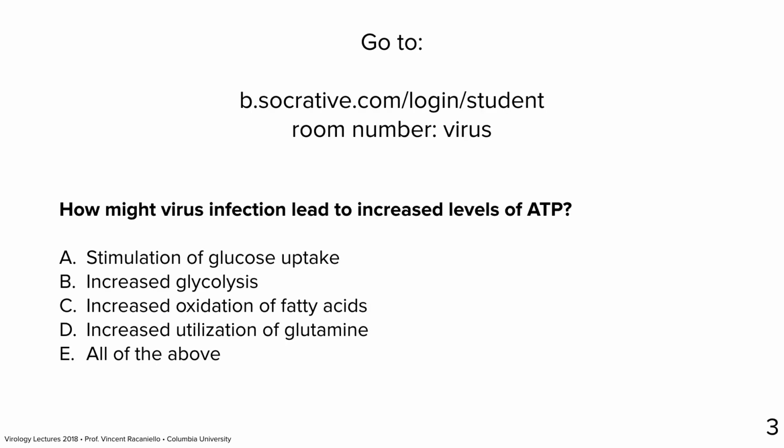Our last question is, how might virus infection lead to increased levels of ATP? Stimulation of glucose uptake, increased glycolysis, increased oxidation of fatty acids, increased utilization of glutamine, or all of the above? All of the above, most of you got, that's correct. Glucose uptake, glycolysis, oxidation of fatty acids, and pulling glutamine into the TCA or the citric acid cycle.